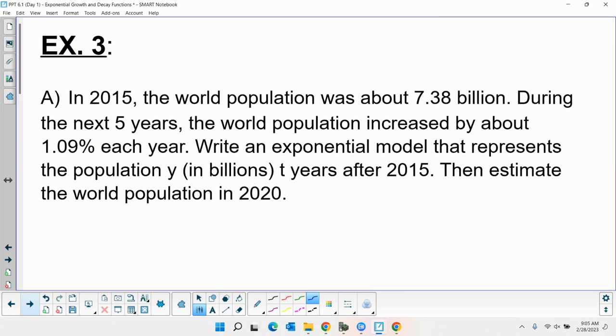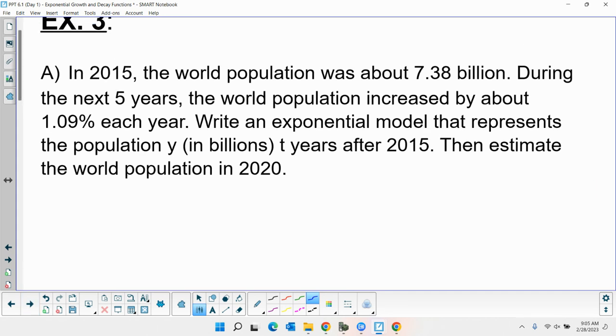Here's one, world population. It's increasing, so that's exponential growth, right? Now this is in billions, okay? So since it's increasing, we're going to use the initial amount times 1 plus r to the t power. We're going to use that one, right?